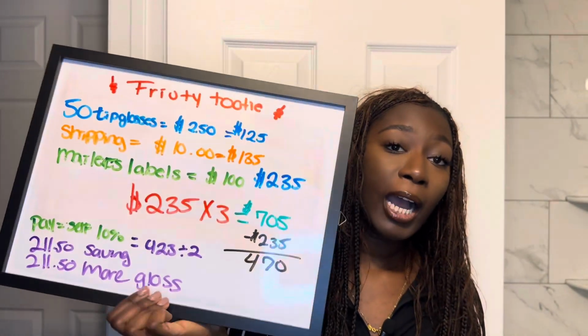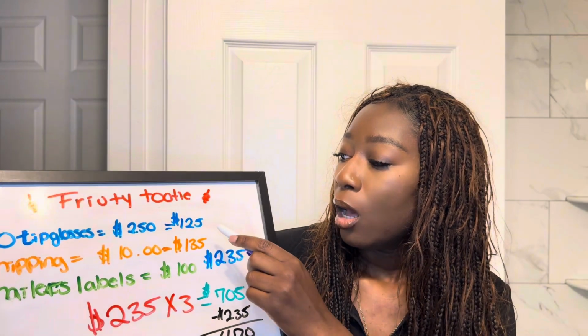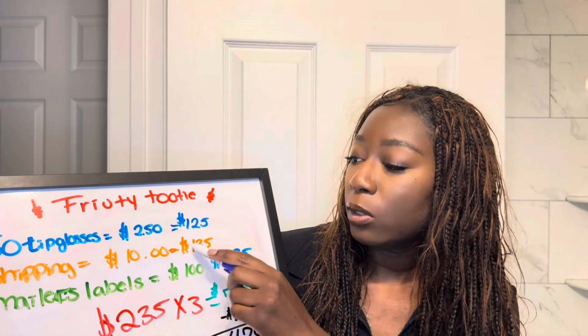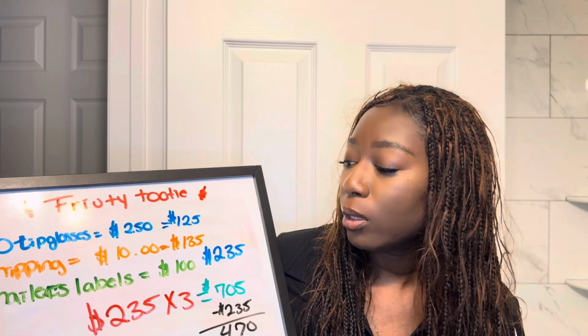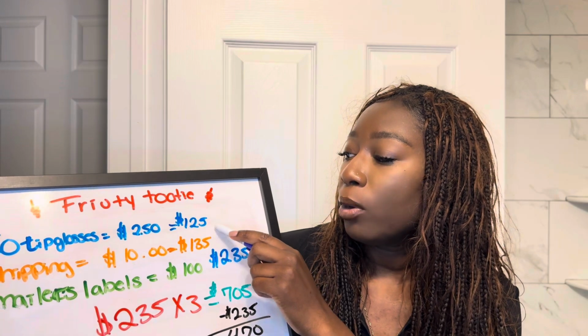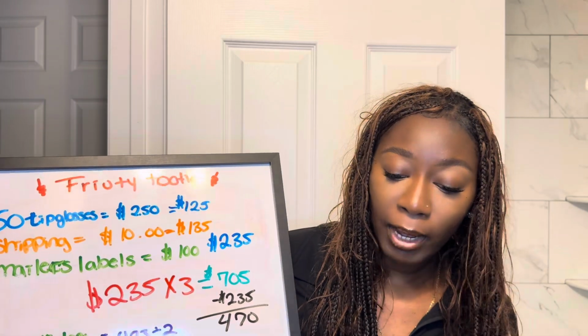Savings 211. More gloss, right? So she's going to go ahead and buy more gloss. Mind you, that lip gloss is only for her to get 50 tubes. It's only 135, because she still has to pay shipping and stuff like that. I feel like you'll still have a lot of mailers. You don't have to buy a lot of mailers right away. So that 211, she can go and get more lip glosses, which is going to cost her 135, right?